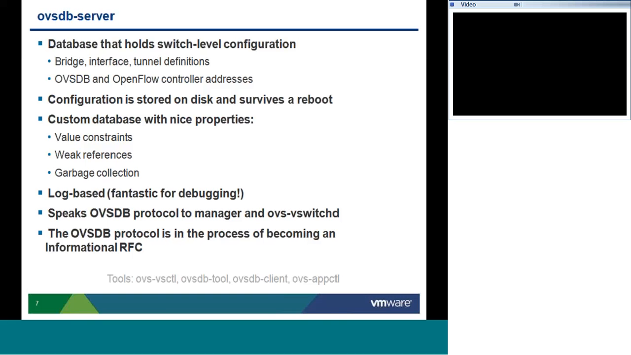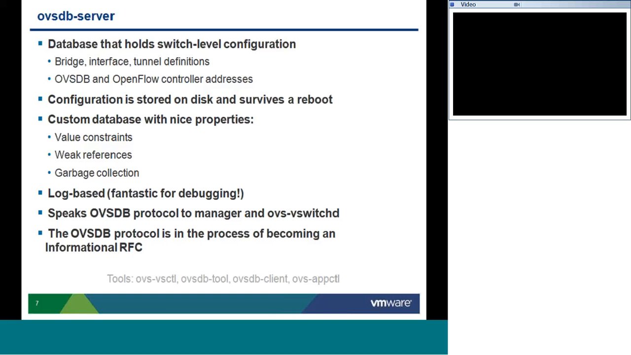So the OVS DB server has nice database properties, like value constraints. So you can say, for example, that a VLAN has to be less than 4096. You can also do weak references, meaning that you can have things linked to each other, and then garbage collection, so that if you blow away things, it'll clean itself up if there's nothing that points to them.